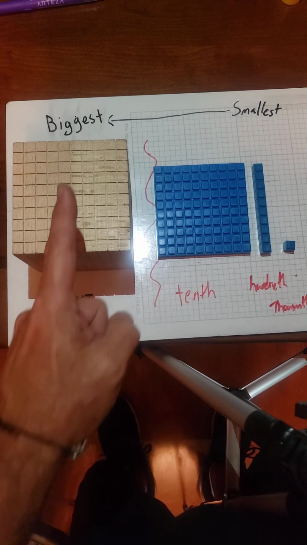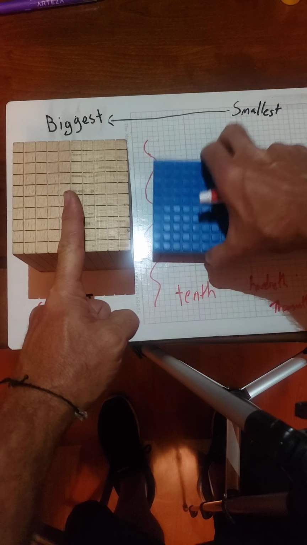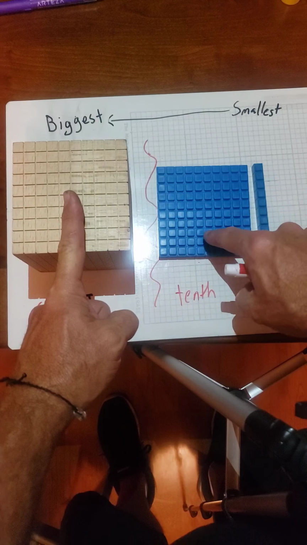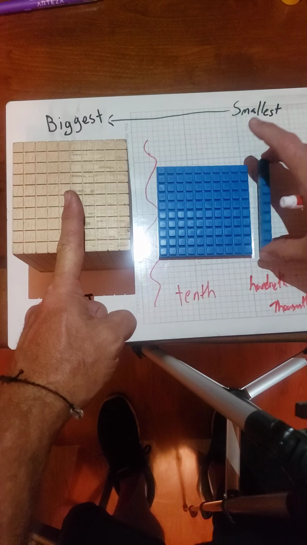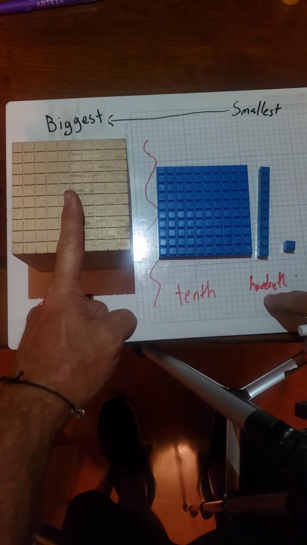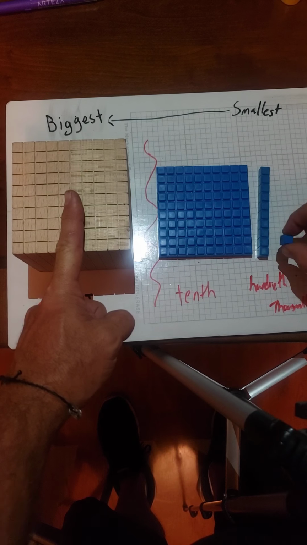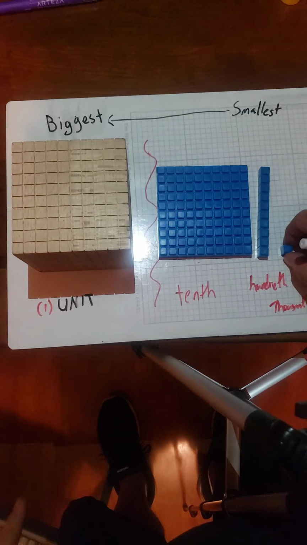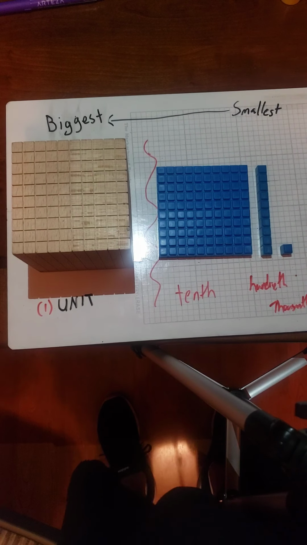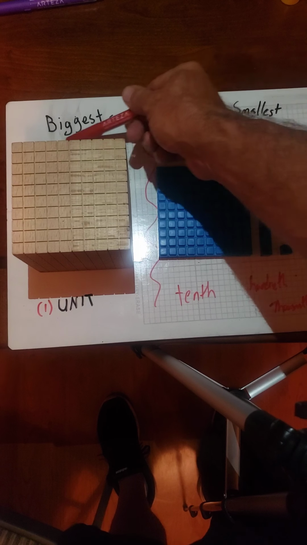There's no such thing as that. There's ones, and then it takes 10 of these to make 1 of those, so that's tenths. Then it takes 100 of these to make 1 of those, so that's hundredths. And then it takes 1,000 of these to make 1 of those, so that's thousandths. But if you notice, it's still smallest to biggest, right?